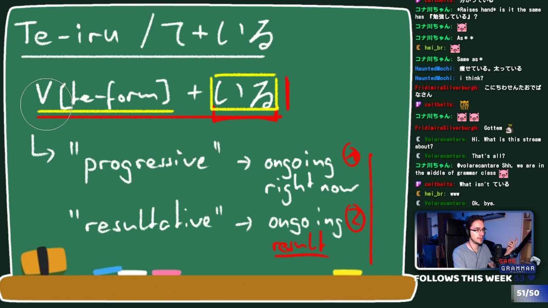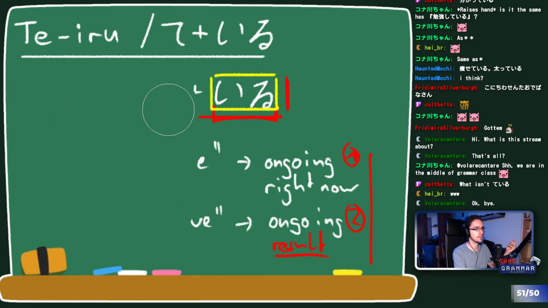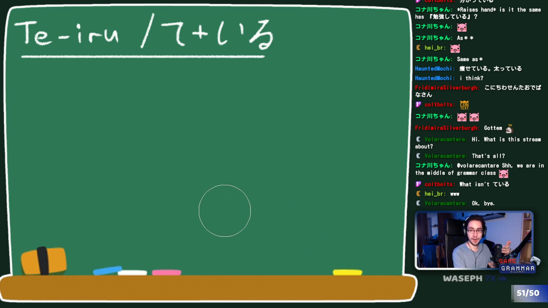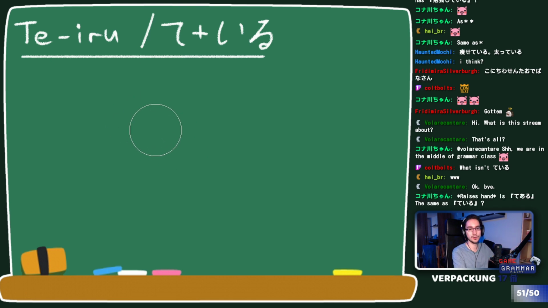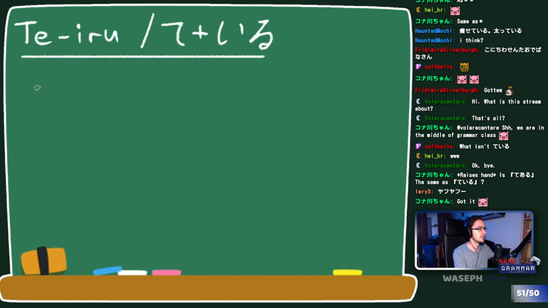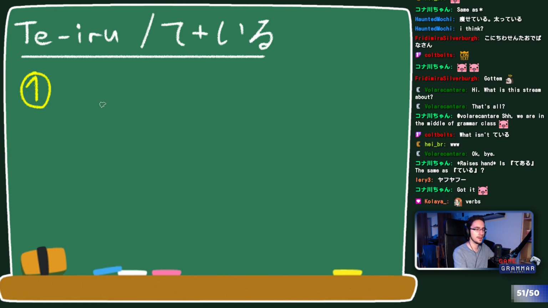Alright, so now, like promised, let's look at some examples of this. And like I mentioned, we're going to talk about progressive tense, ongoing action first, and then ongoing result. No, Te-Aru is not the same as Te-Iru. We might have time to talk about Te-Aru at the end of the lesson a little bit. I'm not sure yet. It's related, but a little bit different. It has different rules. So, let's look at some examples. I'll make a little 1 here, because we're talking about the first case.